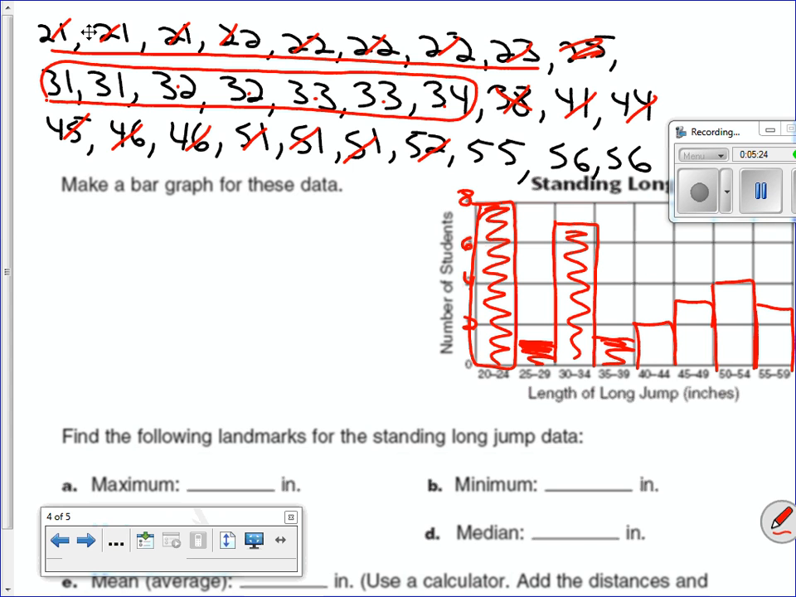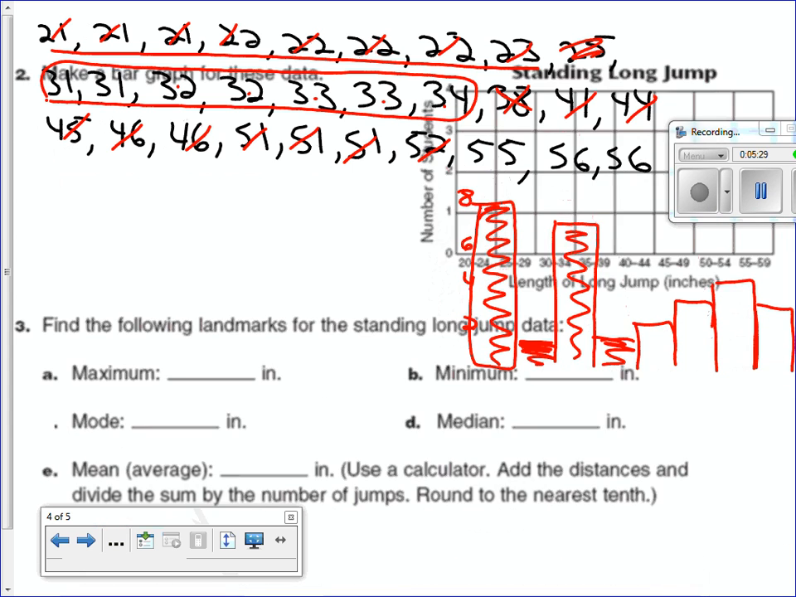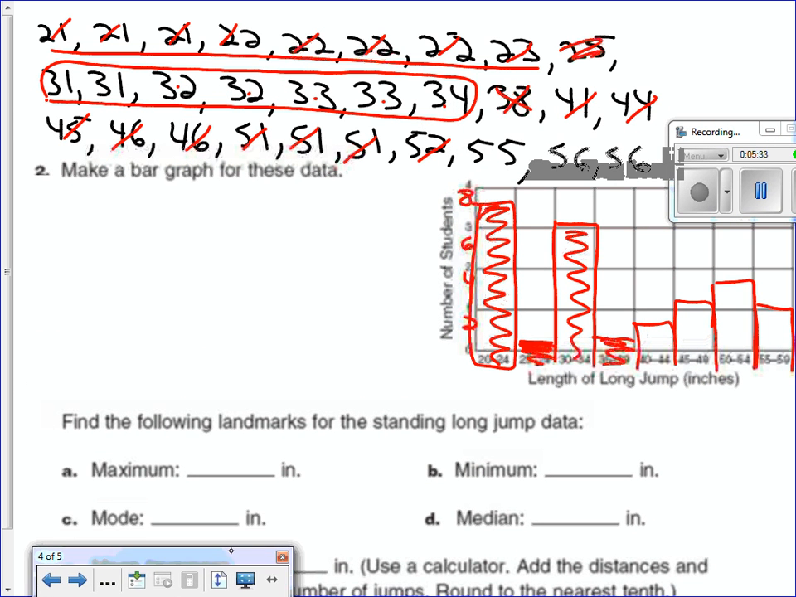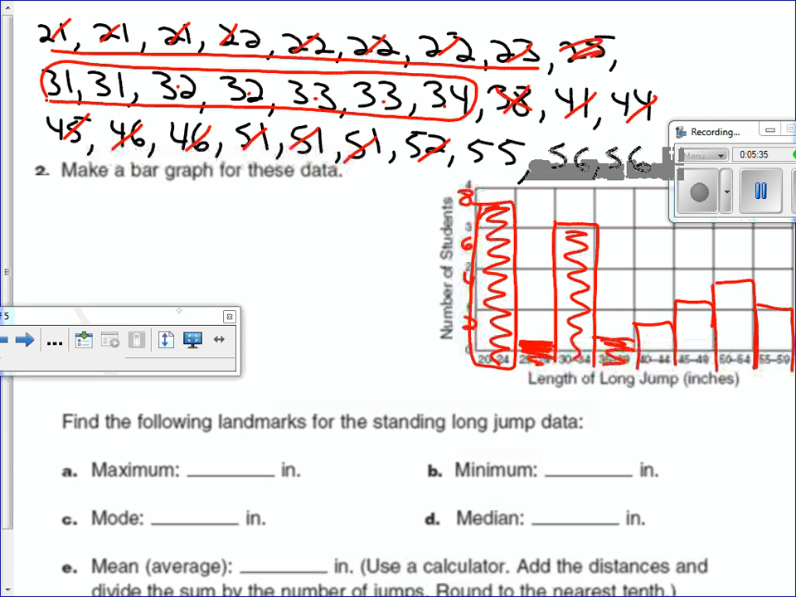That's another way of organizing this data. And then they're going to ask you some questions. Let's take a look here. Okay. What is the maximum number? What is the minimum? What is the mode?